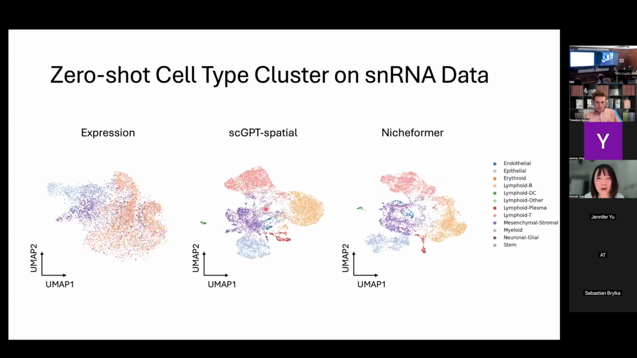So I went on to the single nuclear RNA data. This one looks pretty normal. You can see that the original expression UMAP cannot separate the cell clusters from each other, but for the scGPT spatial, each cell type is clearly clustered. And also for the Nicheformer, I have similar results.